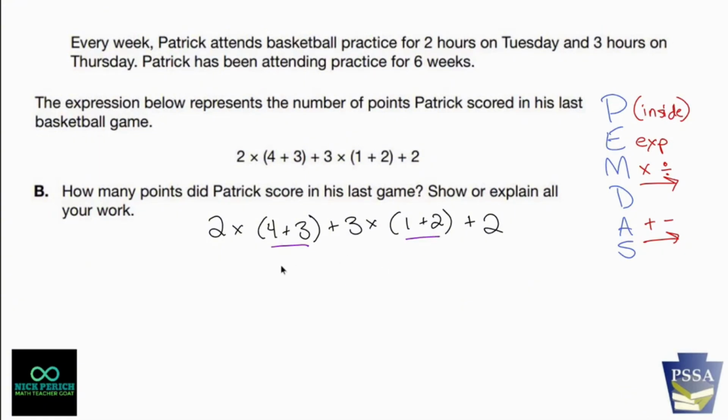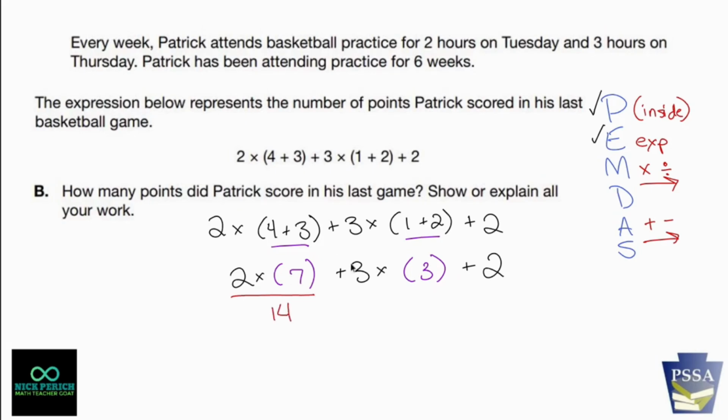4 plus 3 is 7, so write 7 in parentheses. And 1 plus 2 is 3, write 3 in parentheses. Let's drop down everything we didn't use. So 2 times drops down, plus 3 times drops down, and then plus 2 drops down. So everything inside the parentheses, done. Exponents, nope. Multiply, divide, left to right. So let's take a look at left to right, and right away I have 2 times 7. So 2 times 7 is 14.